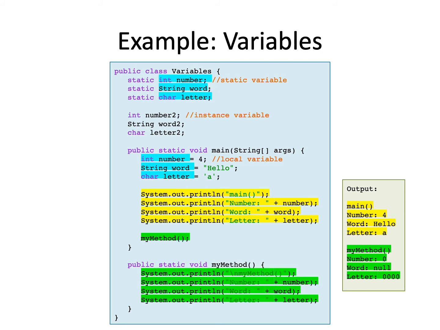If we look at the main method, the local variables have the same name as the static variables. When they have the same name, local variables take priority within the method. In my method, as there are no local variables, number, word, and letter refer to the static variables. As mentioned previously, static variables have default values, where here we can see that int is 0, string is null, and char is 0000.